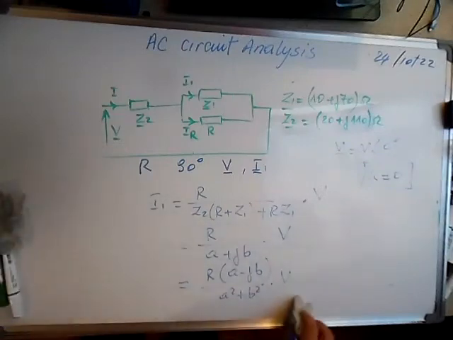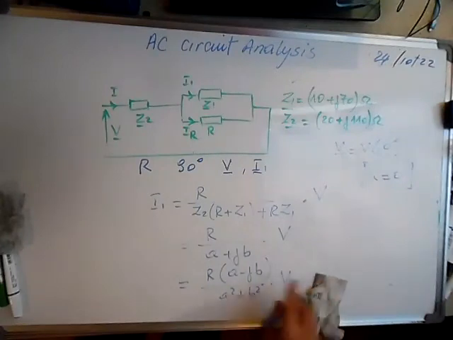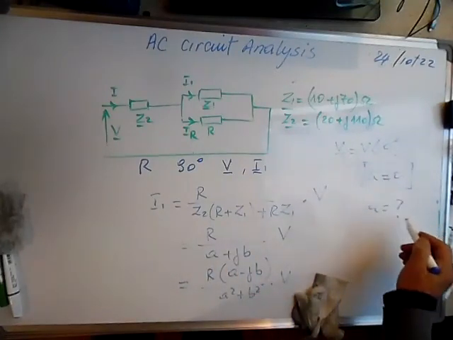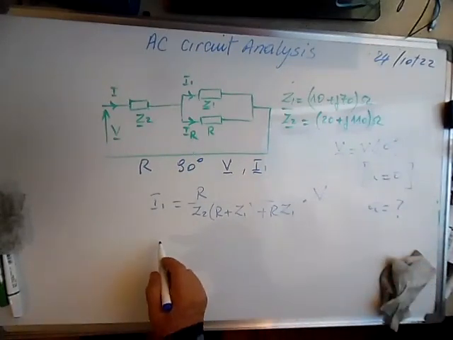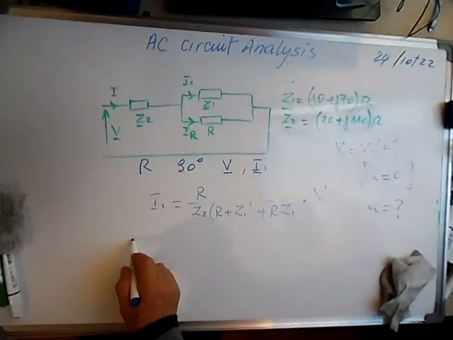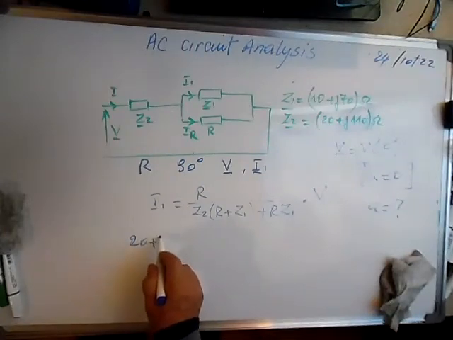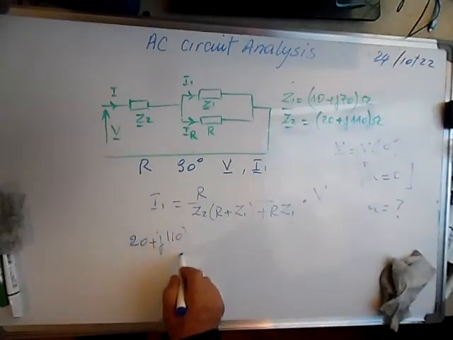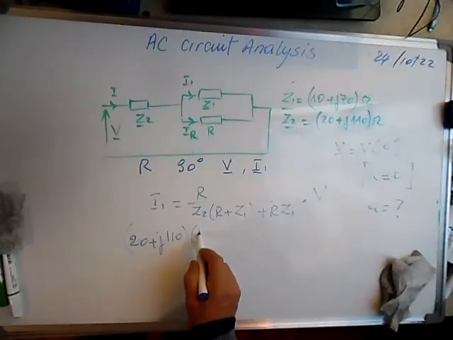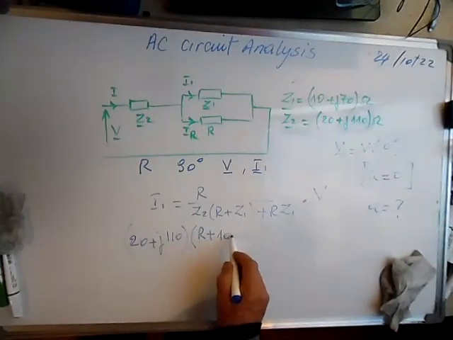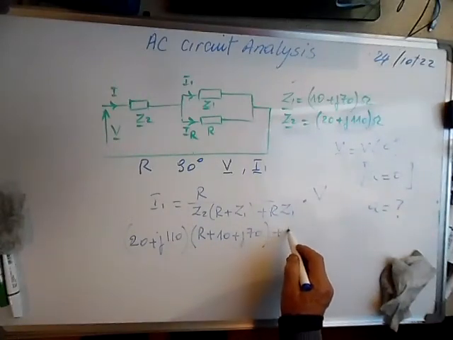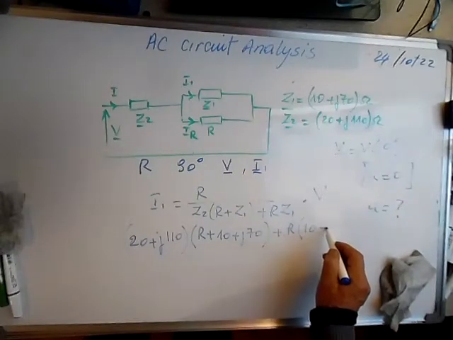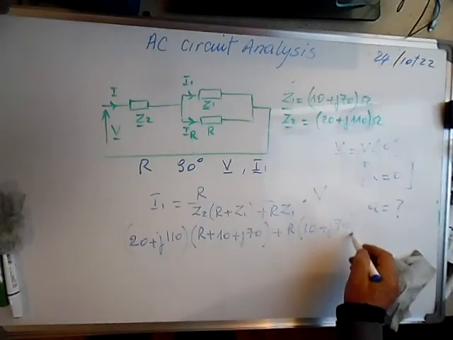So let's now replace and find the A. We take the denominator only, that's what we need. We have 20 plus J 110 times R plus 10 plus J 70 plus R times 10 plus J 70.